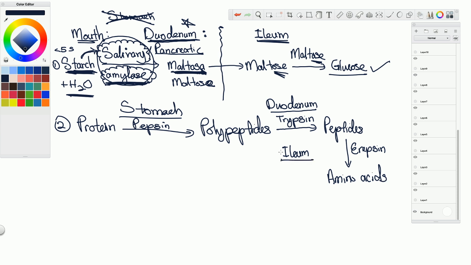So there are a total of 3 enzymes involved in protein digestion. The first one: when you eat any protein, like chicken or any meat, your saliva cannot digest protein at all. Yes, you can chew it and break down the meat physically into smaller pieces to increase the surface area, but this is not digestion. It's not chemical digestion. It's only physical or mechanical digestion.